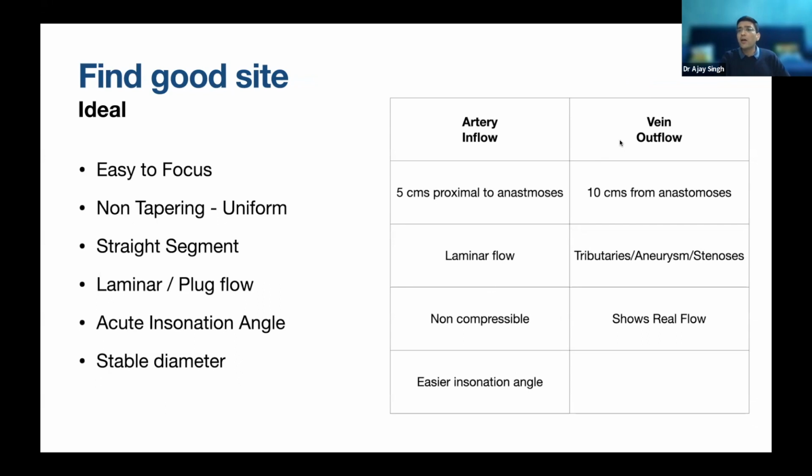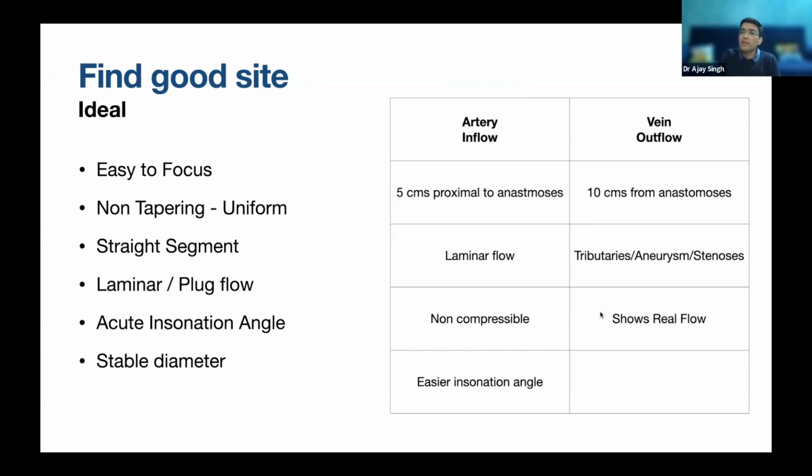The other place which can be used is the outflow vein. Generally, a distance of 10 centimeters or further from the anastomosis is chosen, believing that the turbulent flow, which is generally found near the anastomosis, would have changed into laminar flow at a distance of approximately 10 centimeters. But we have to choose a place which doesn't have tributaries, aneurysms, dilatations or stenosis for correct volume flow measurement. So this will actually show the real flow in the fistula.